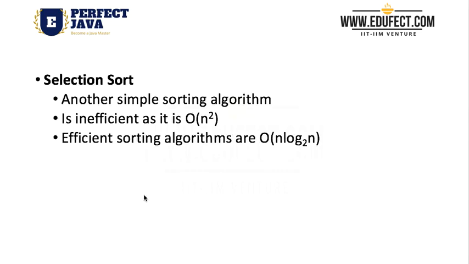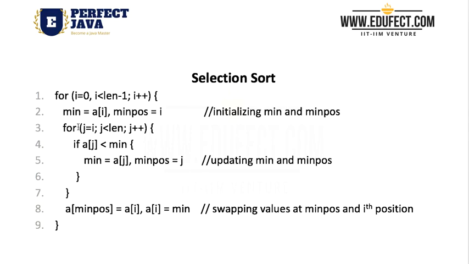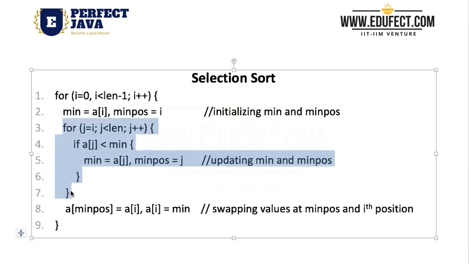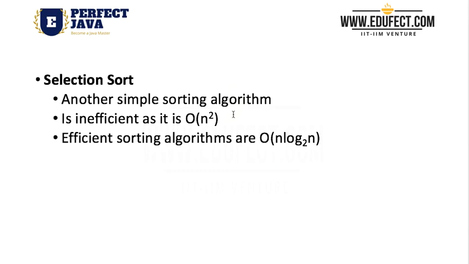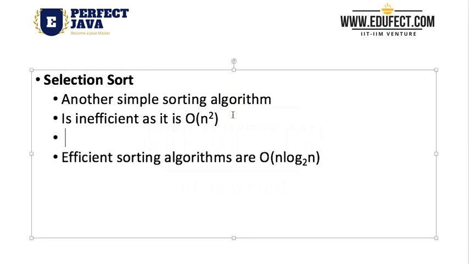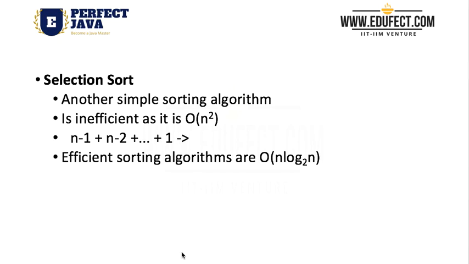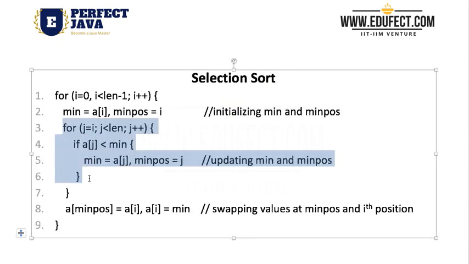A couple of things about selection sort. It's another simple sorting algorithm. It is inefficient as it is order n square. Why is it order n square? Because here we will be checking these values. So again, like we did in the case of the first loop, how many times does the first loop run? The first loop will run n minus 1 times. The second loop will run n minus 2 times. So on till 1. How do we know this? We know this because let's go back to the loop. How many times will this loop run first? If i was initially 0, it will run n minus 1 times and so on.